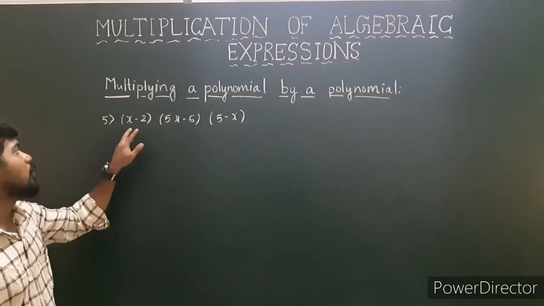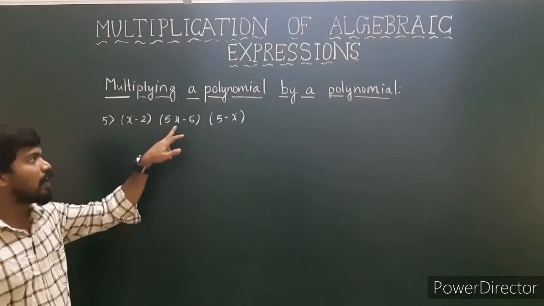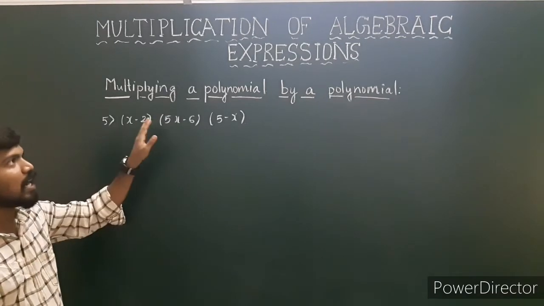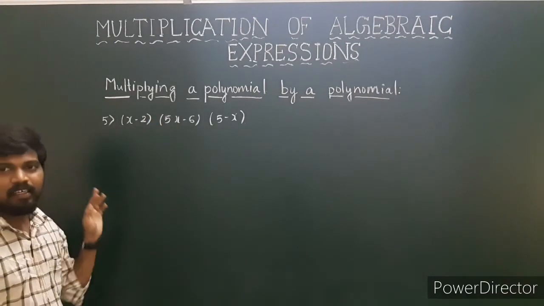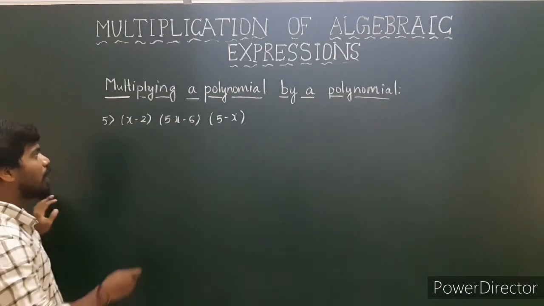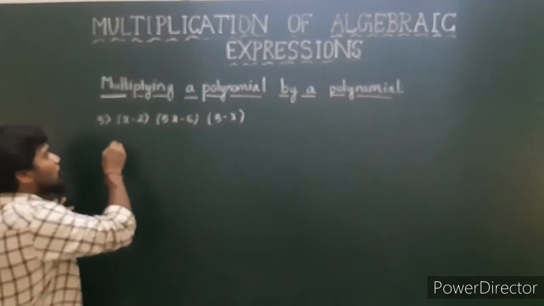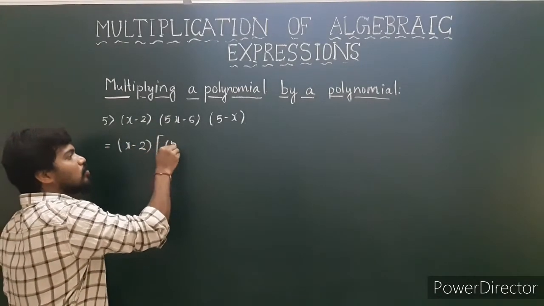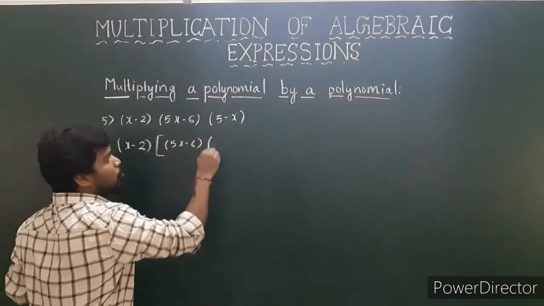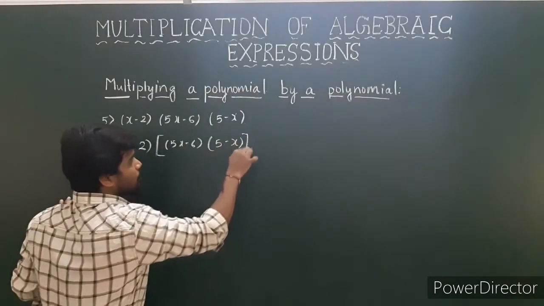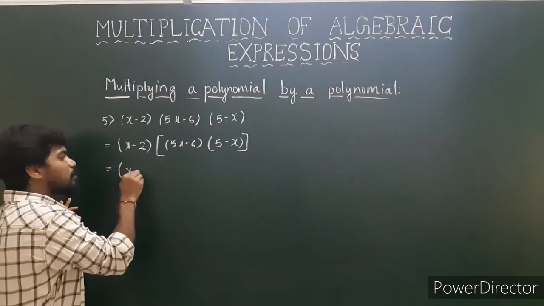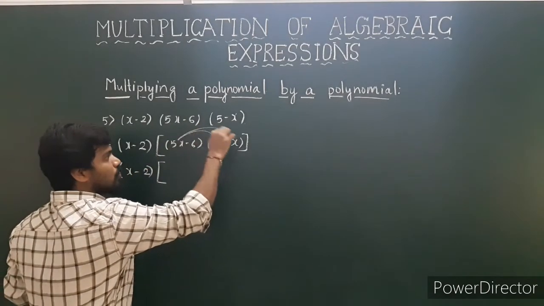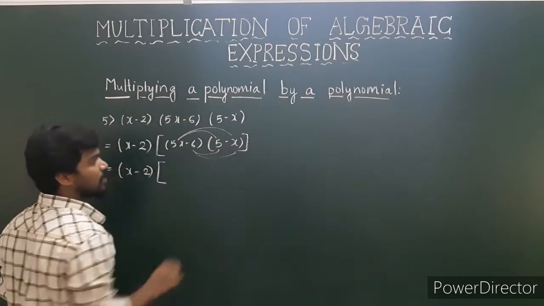Okay, now fifth one. So x minus 2 into 5x minus 6 into 5 minus x. So you have three algebraic expressions. So multiplying three algebraic expressions. So I take only these two first term. So write x minus 2. So put one square bracket. So 5x minus 6 into 5 minus x. So next write one more time x minus 2. So square bracket. So first to first, first to second, second to first, second to second.